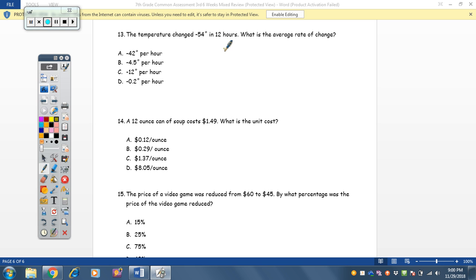Number 13 says the temperature changed -54 degrees in 12 hours. What is the average rate of change? This is division too. So 54 in 12 hours. Here's the trick. If this were a griddable, they would be checking for your negatives, right? Because tic-tac-toe. The good thing is all of ours are negative already. Haha, that's kind of nice. Go ahead and work that out.